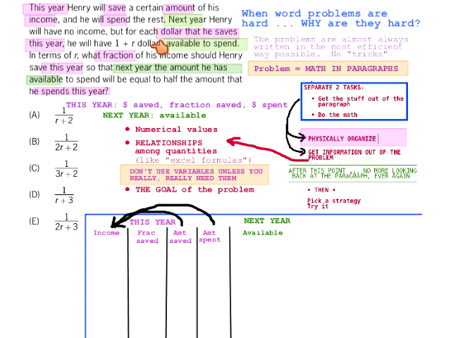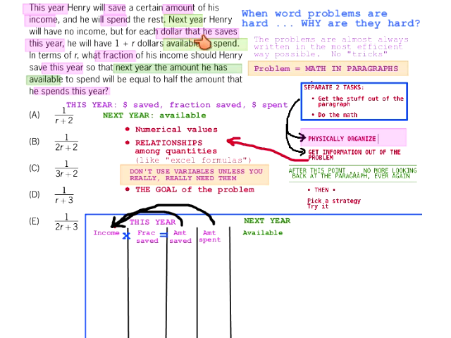And there's a fraction. So fractions, we know how those work. So I can just write that in on there too. So income times the fraction saved is equal to amount saved. I can just write that in there too, like that. It's a thing.